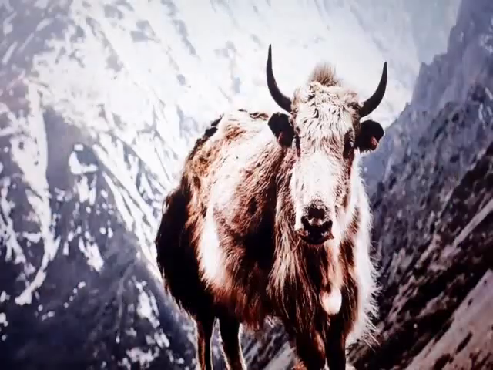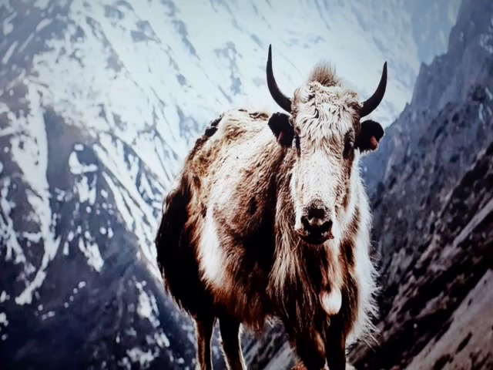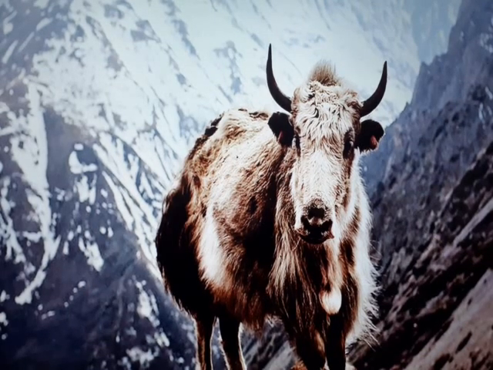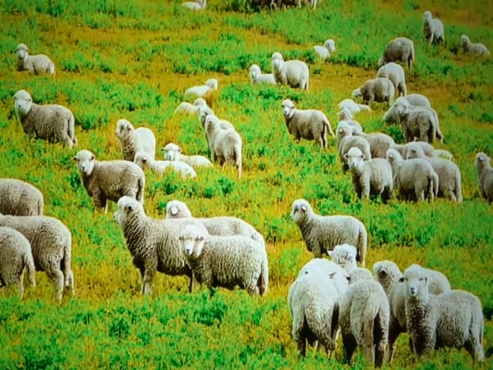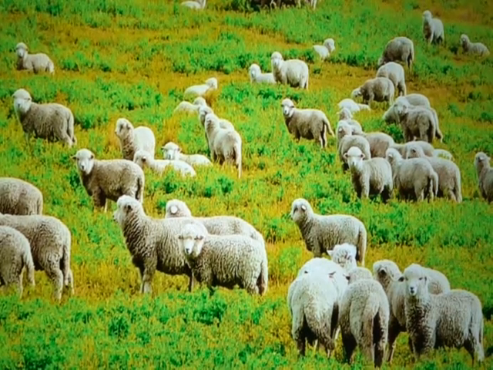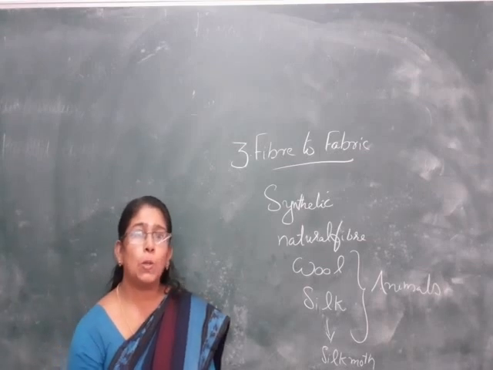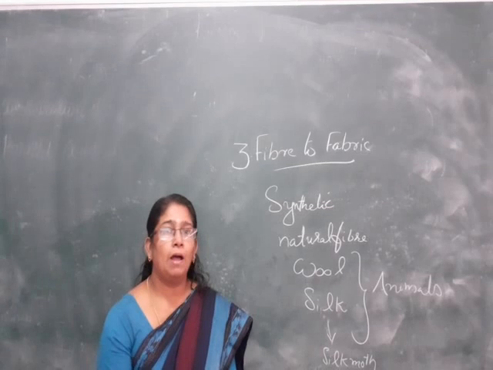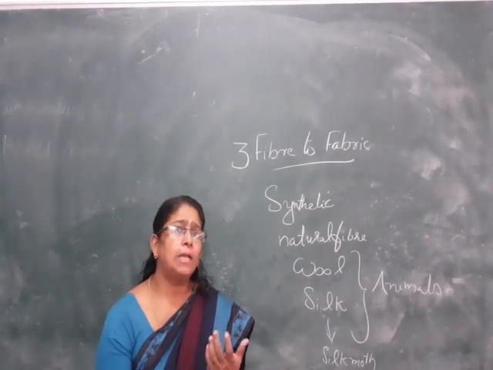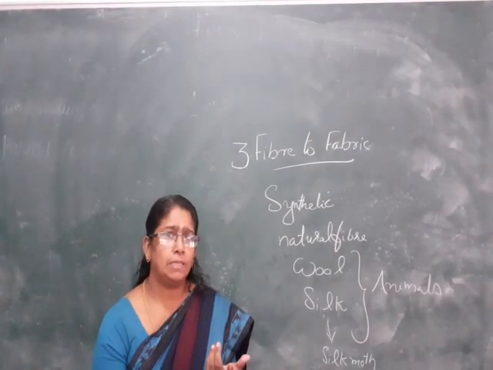Then this one is yak. Yak is a special type of ox that we can see near Himalayan areas. Okay. And the last picture, it is a group of sheep. Okay, very nice to see, isn't it? So you have seen so many animals like yak, sheep, llama, alpaca. What is the peculiarity of all these animals?